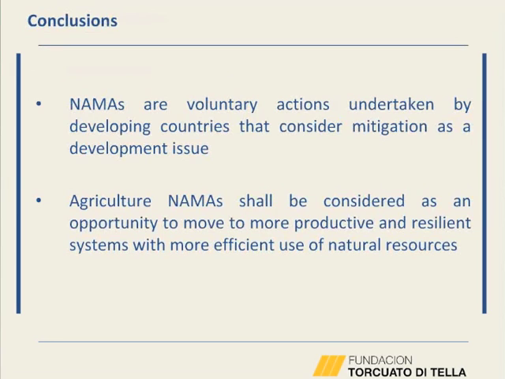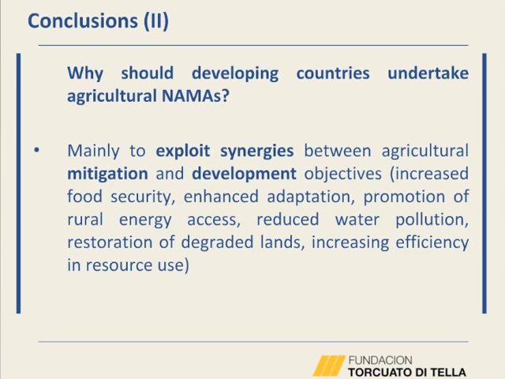So, to sum up, NAMAs are voluntary actions undertaken by developing countries that consider mitigation as a development issue. Therefore, agricultural NAMAs shall be considered as an opportunity to move to more productive and resilient systems with more efficient use of natural resources. In this context, why should developing countries undertake agricultural NAMAs?